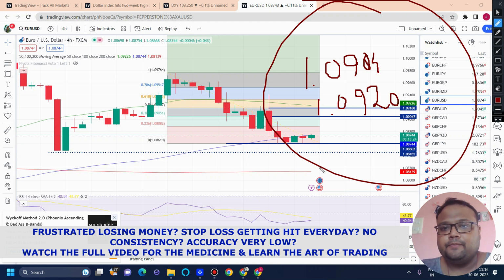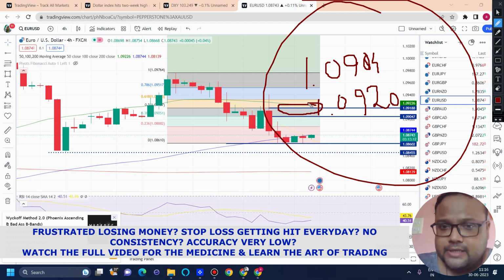Why? Because you can see that we have the Fibo 50% retracement level, and moreover we also have the 50 moving average coming down. So yes, this area will show some presence of sellers.